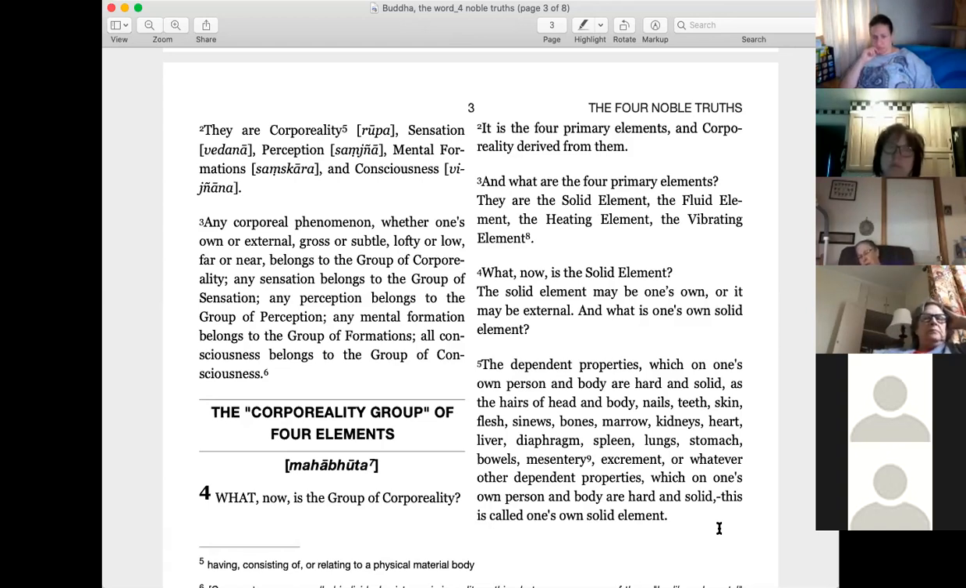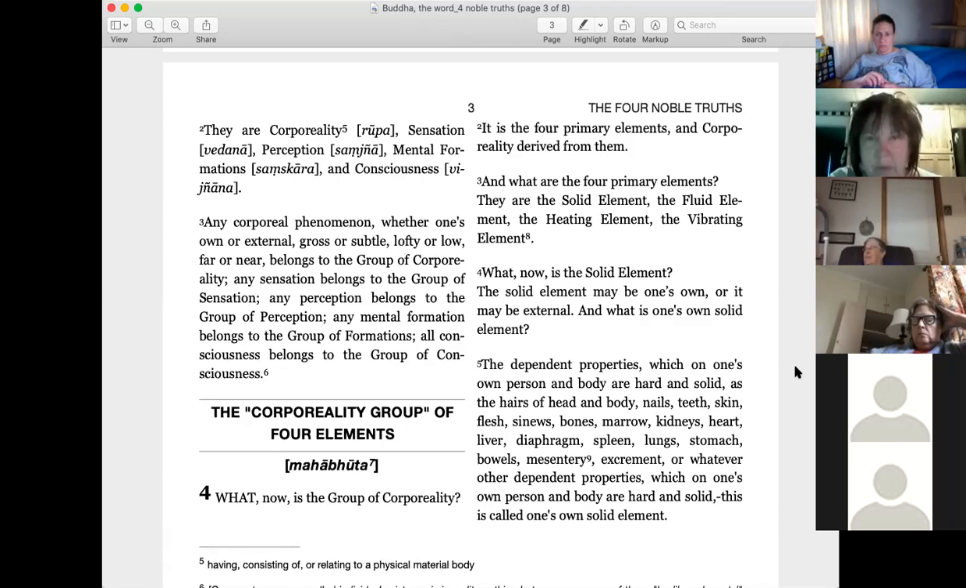So the first group, the corporality group, has 4 elements. The body, the physical form of our body, is made of 4 elements. And the way the Buddha presented it, it was solid, fluid, heating, and vibrating. We would probably think of them as earth, water, fire, and air.